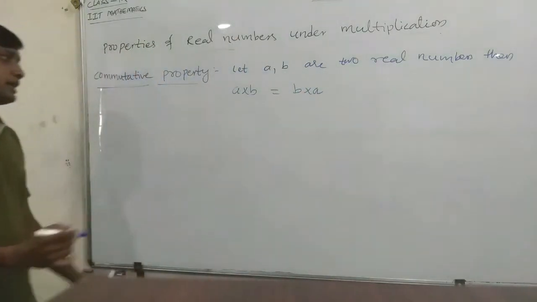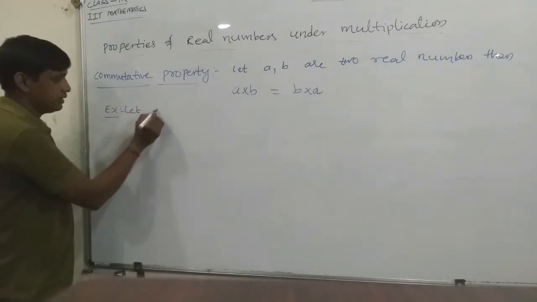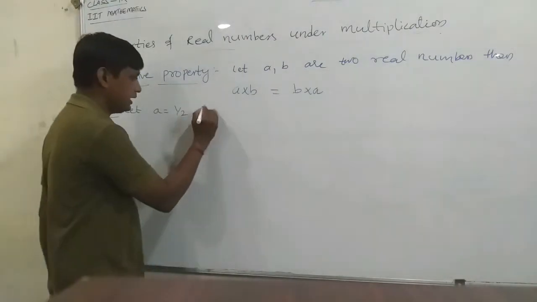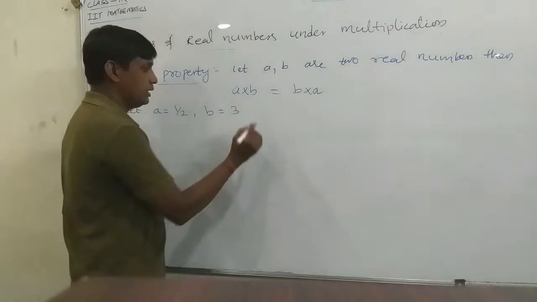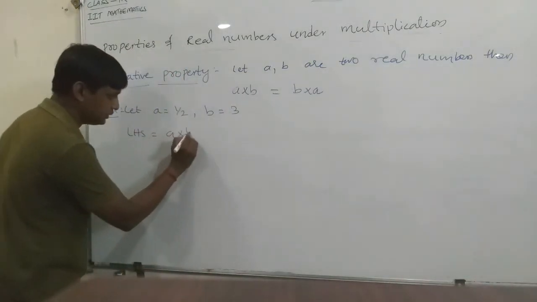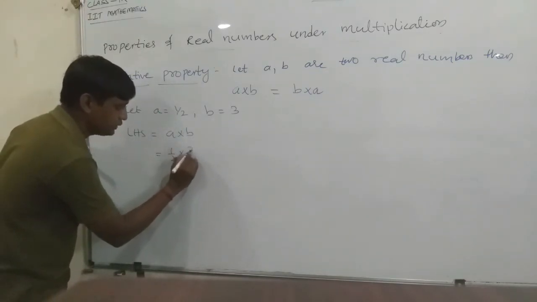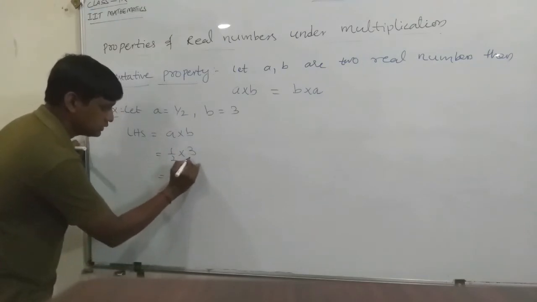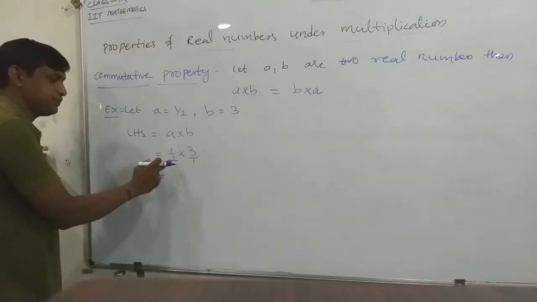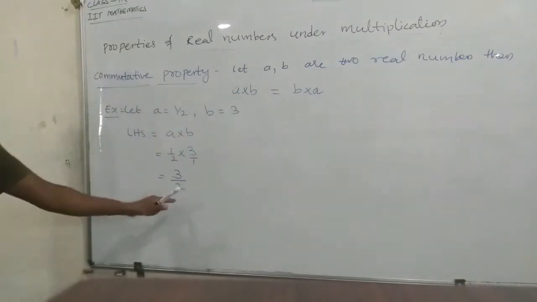For this I am taking one example. Let a equal to the same previous one, a equal to 1 by 2 and b equal to 3. Now first I am going to prove the LHS. LHS is equal to a into b. Now a value is 1 by 2 into 3 is equal to, so your denominator is not there, so I am taking 1 and multiply the numerators and denominators separately. 1 into 3 is 3 and 2 into 1 is 2. Now the LHS value is 3 by 2.